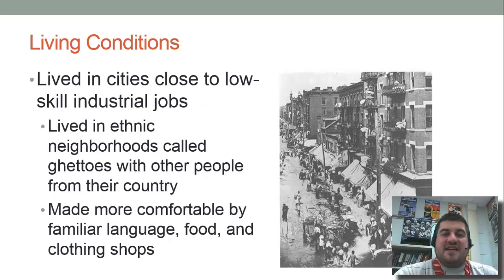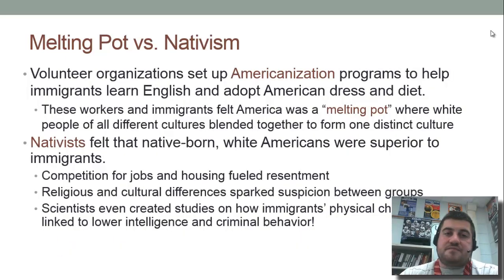Living conditions in the cities: they lived next to their low-skill industrial jobs, so they lived right next to factory districts in cities. Usually the same ethnicity would live together, and these neighborhoods would be called ghettos because they were in such short supply and crammed quarters. They would live with other people from their country, same culture, same food, same clothing, which made them feel more comfortable here in America. That's a ghetto that they lived in.